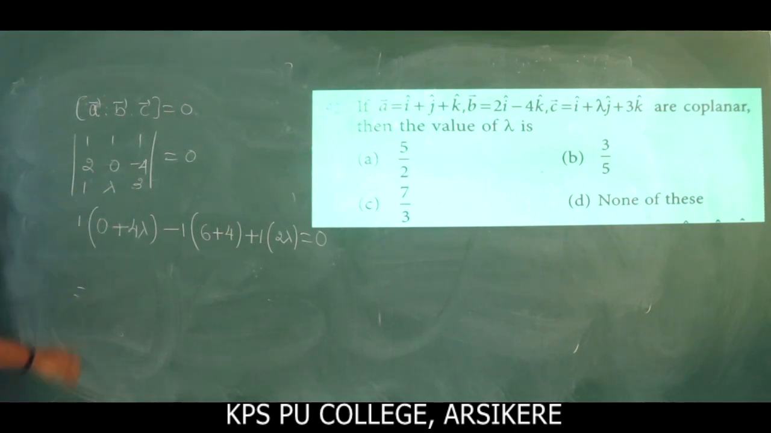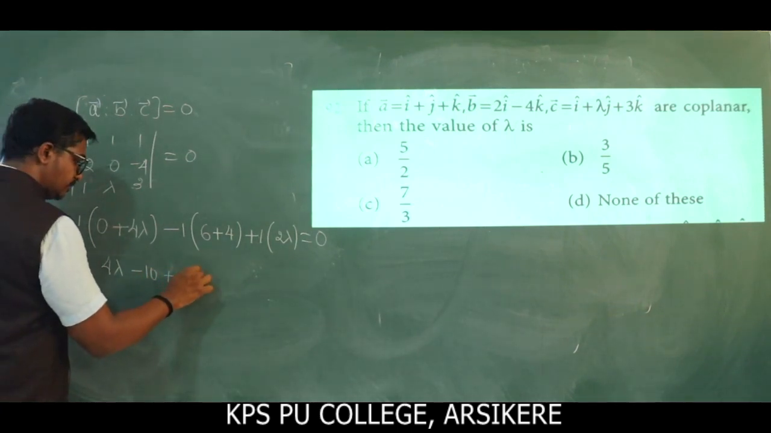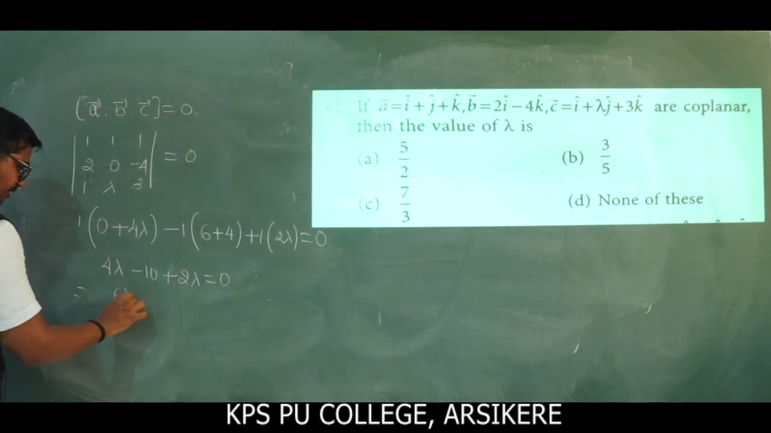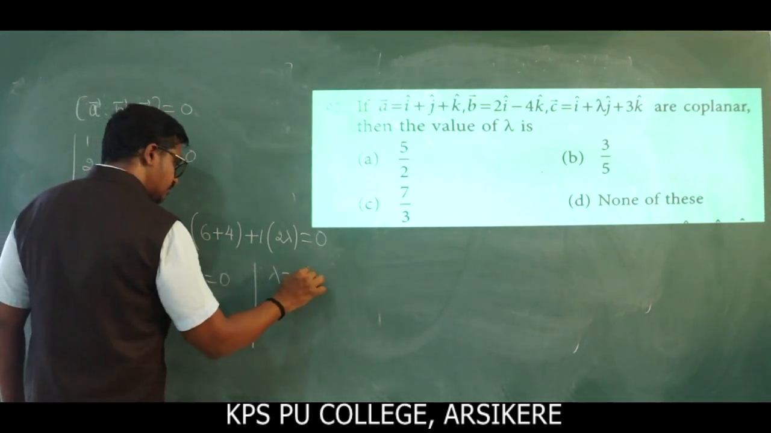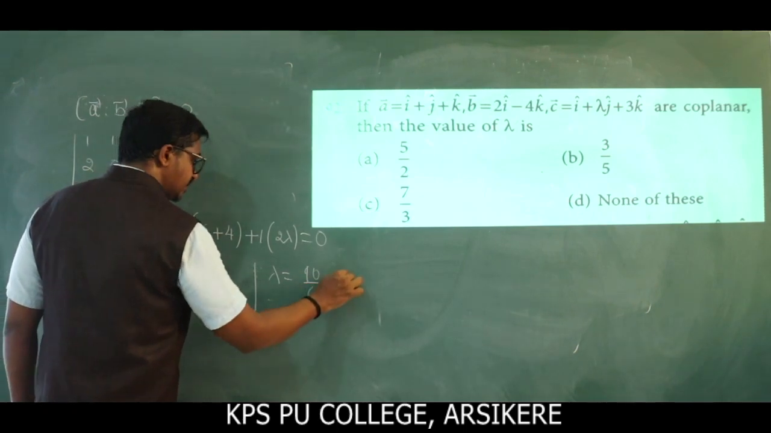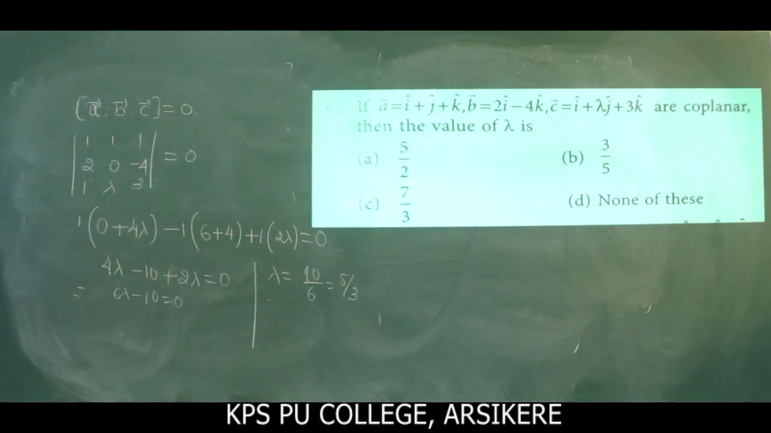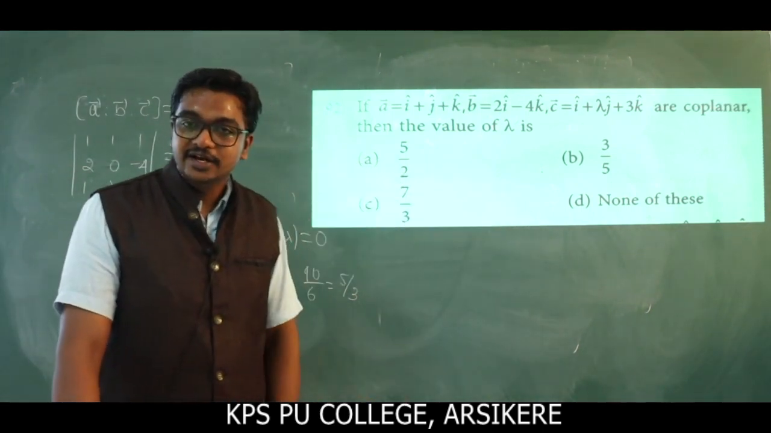Because 1 into 0 becomes 0 there. This is 4 lambda minus 10 plus 2 lambda is equal to 0. This is 6 lambda minus 10 equals 0. Then lambda is equal to 10 divided by 6, which simplifies to 5 by 3. So lambda is equal to 5 by 3. This is the actual answer, but it is not an option. Therefore our option is none of these. Option D is the right answer.